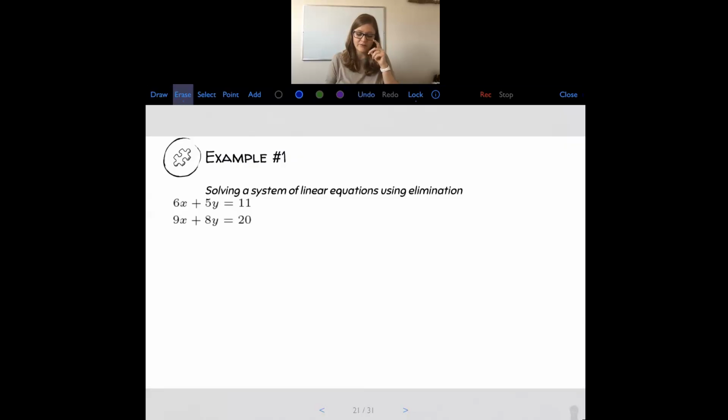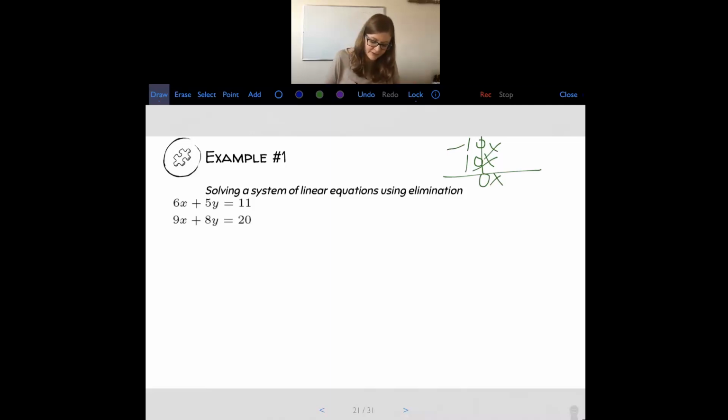Okay. So solve a system of linear equations using elimination. We're given 6x plus 5y equals 11 and 9x plus 8y equals 20. What we want to do is get our x's or y's to the same number with opposite signs. For instance, just for a second, let's say we had negative 10x and positive 10x. When we add these together, they would cancel out. So that's what we're trying to do when we're solving a system using elimination.